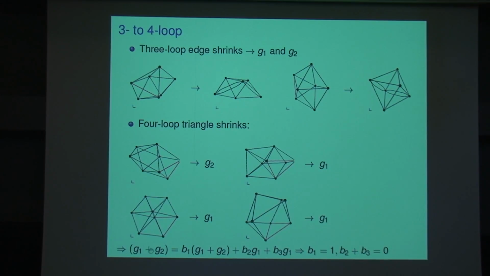So this gives me G1 plus G2. These guys have unfixed coefficients, B1, B2, B3. So it gives me this simple equation. And this has the solution that B1 is equal to 1 because G2 only appears there. And then B2 plus B3 is equal to 0.